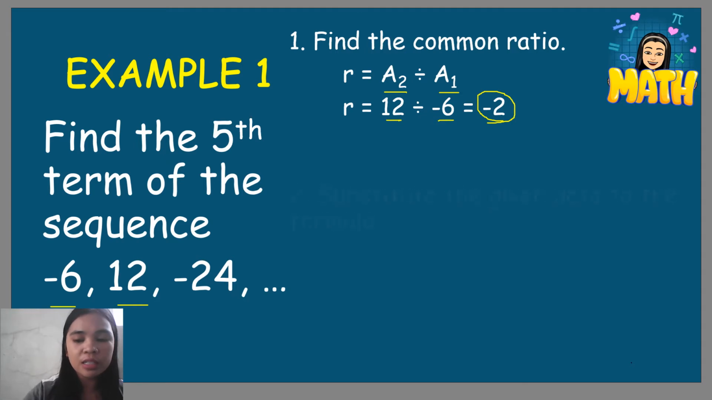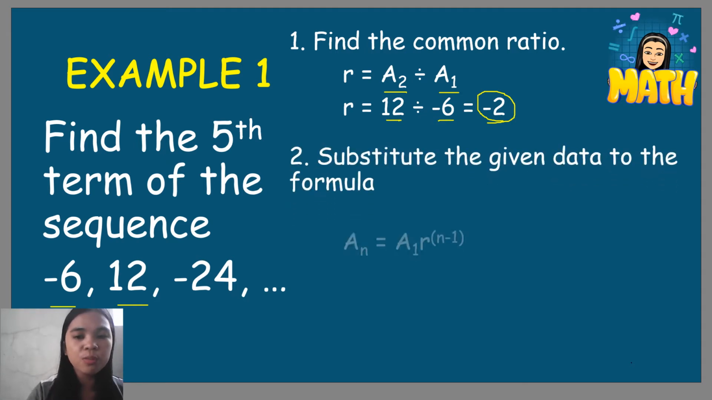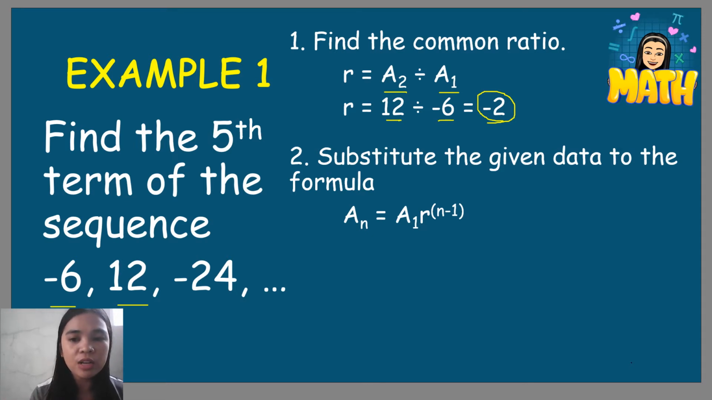Pero dahil geometric sequence siya, ang gagamitin nating formula is the a sub n is equal to a sub 1 times r raised to n minus 1. Then kapag eto na yung formula natin, isa-substitute na lang natin yung ating mga values doon sa formula. So, ang lalabas is a sub 5 is equal to negative 6 times negative 2 raised to 5 minus 1.